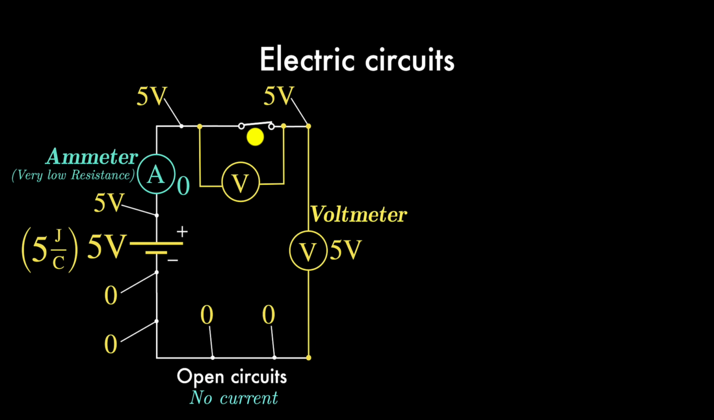Well, since this switch is closed, the electric potential at both points is 5 volts. But what's the potential difference? That's what voltage is. The potential difference is 0. So this voltmeter will read 0.